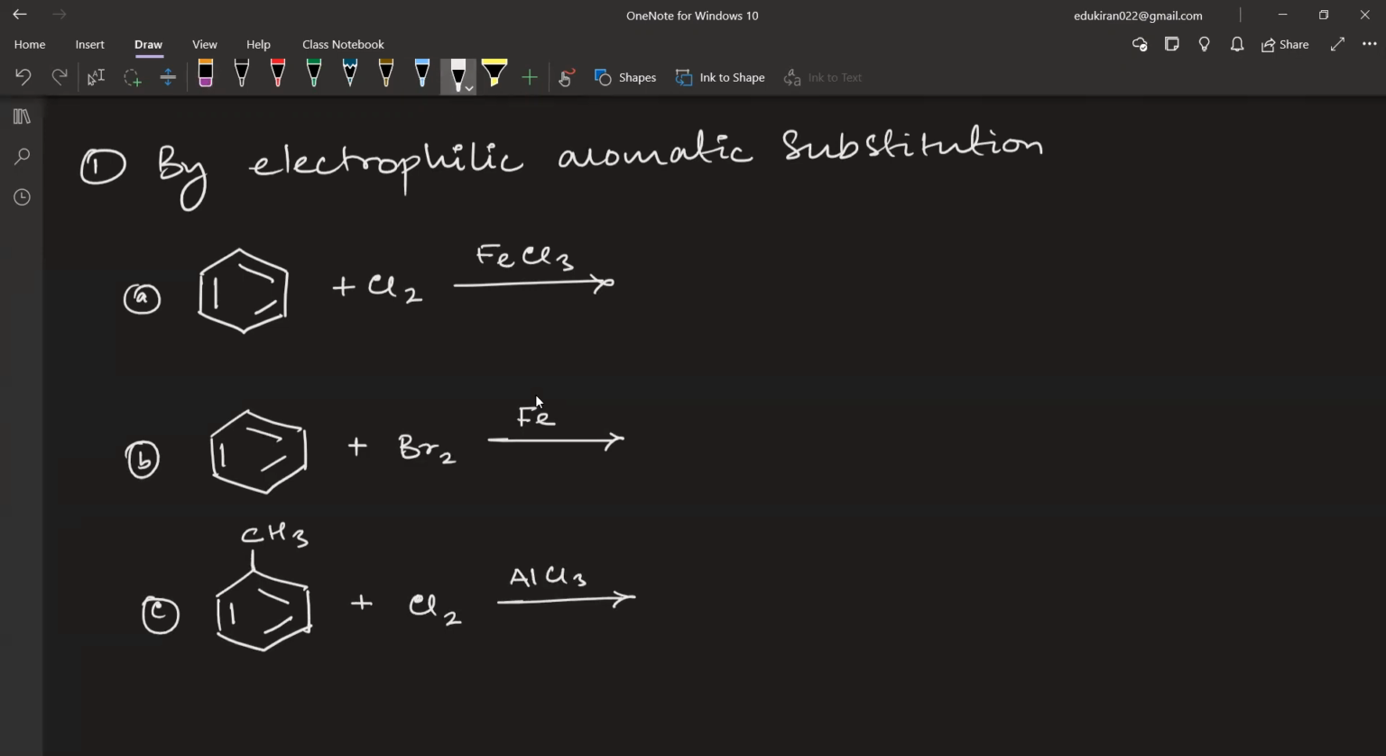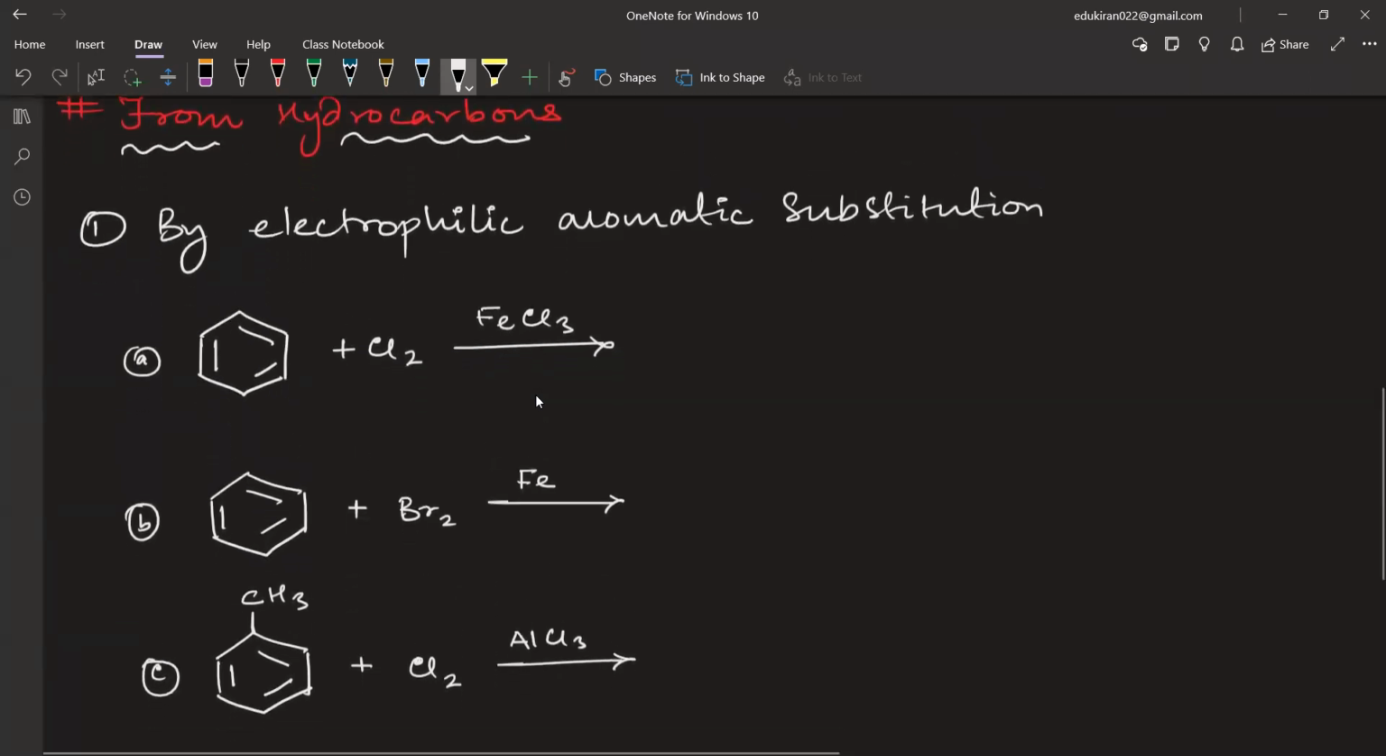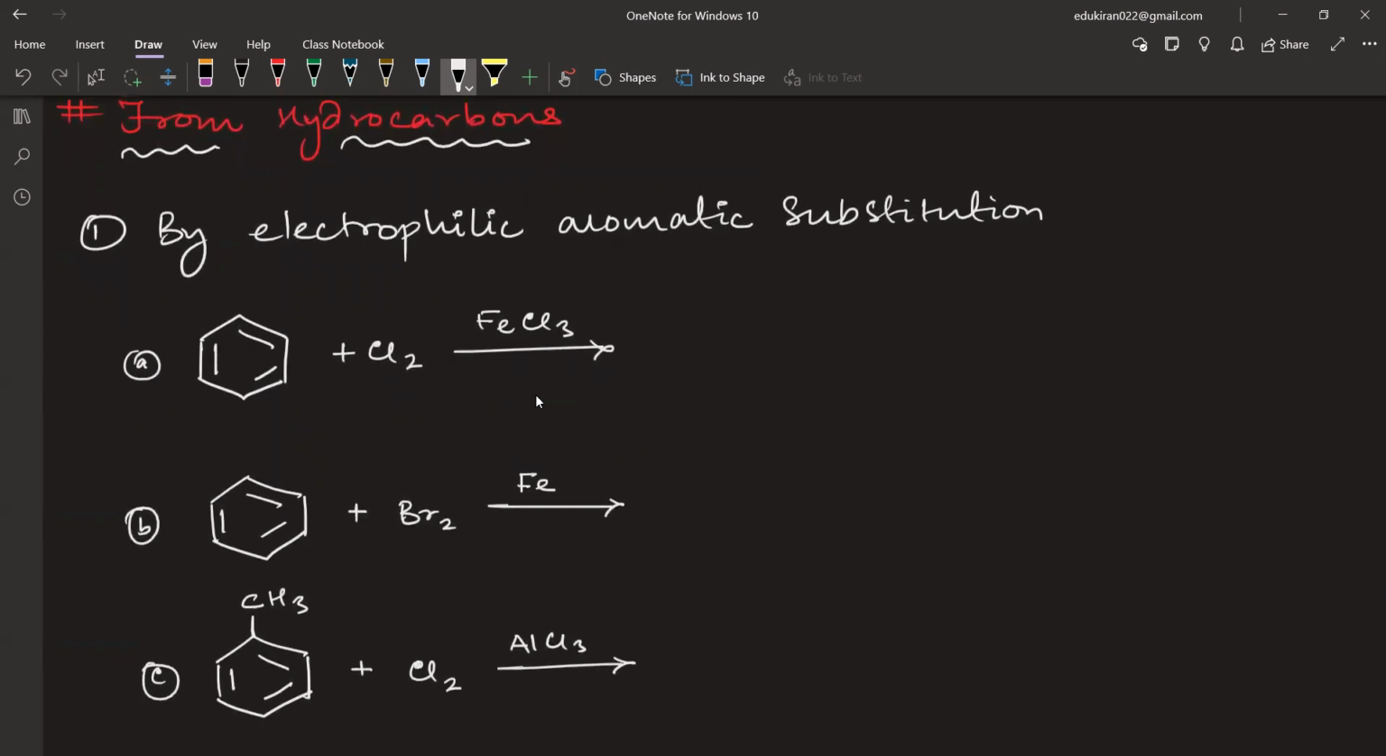Sir, what is the heading again? From hydrocarbons by electrophilic aromatic substitution. These are the three reactions. You have to write your name on top of the page and send it to Learnivio. Just send a photo.